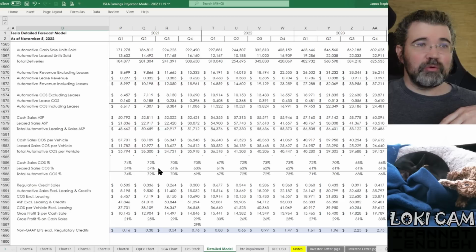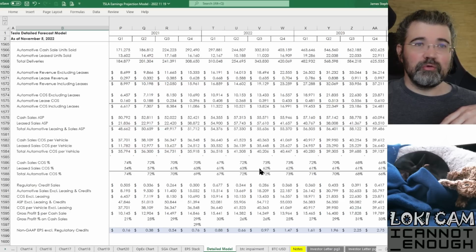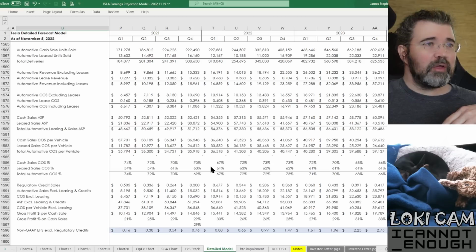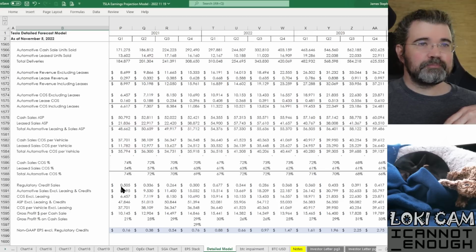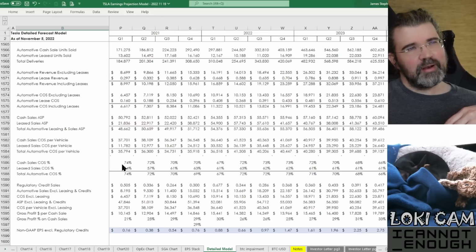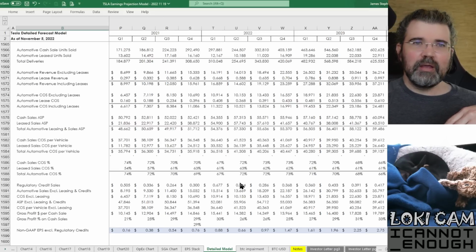But for cost of sales percentage, that does hover closer to 60% most of the time, or it has been for many quarters now, with the cash sales cost of sales percentage higher at around 70% most of the time. You can see regulatory credit sales are the big influence on when cash sales cost of sales gets a lot better, in the quarters when there were a lot of regulatory credit sales. Well, actually not that great back in Q1 of 2021. It must have been bad for other reasons.